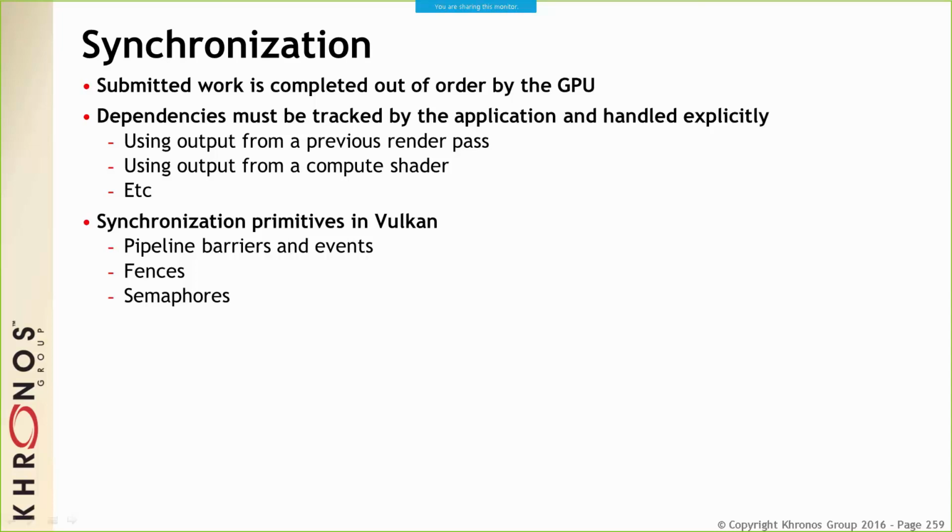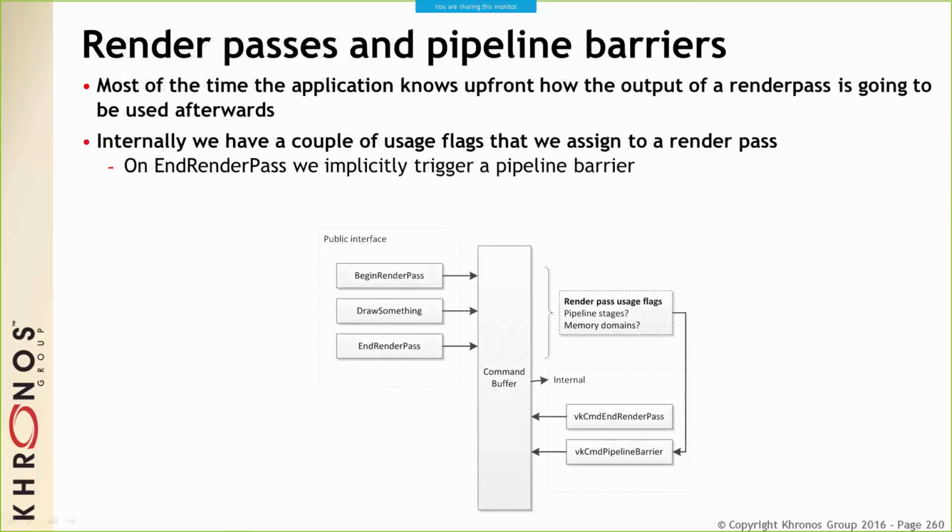Right, so here's what I was saying again: for our render pass, we specify which pipeline stages it's going to be used in, and which memory domains. In the render pass, we can inject a pipeline barrier, which by default will mean fragment to fragment, and an attachment write to a shader read, that kind of stuff.